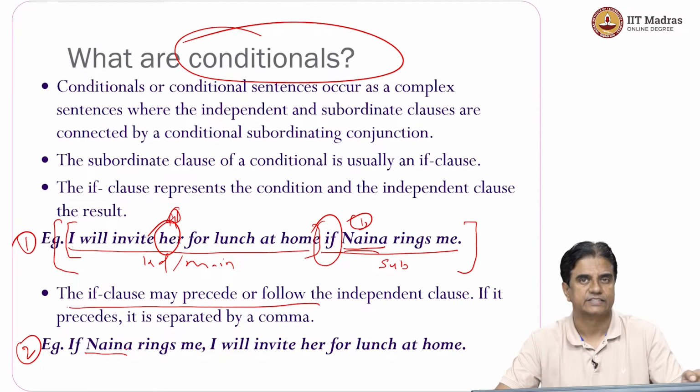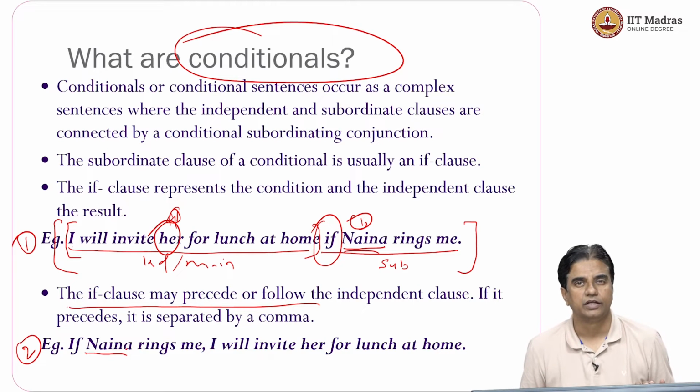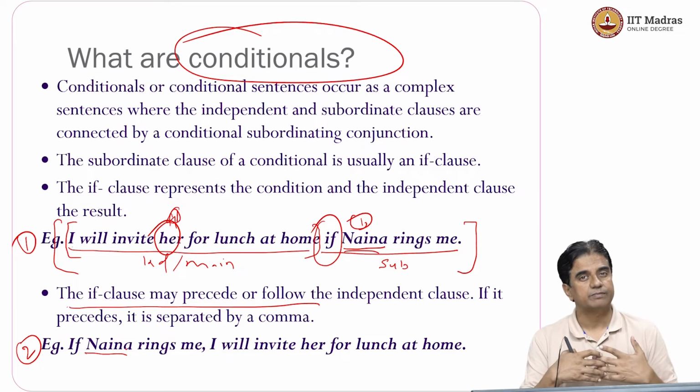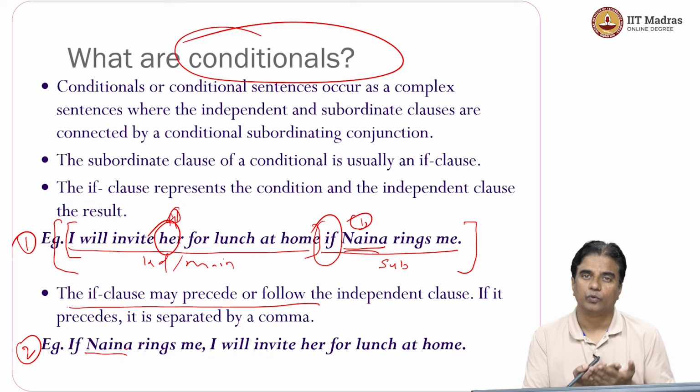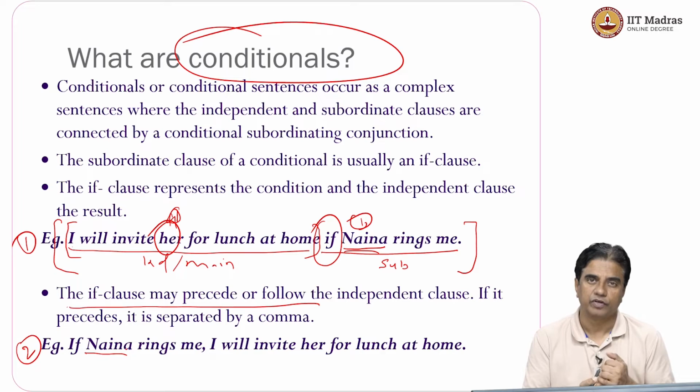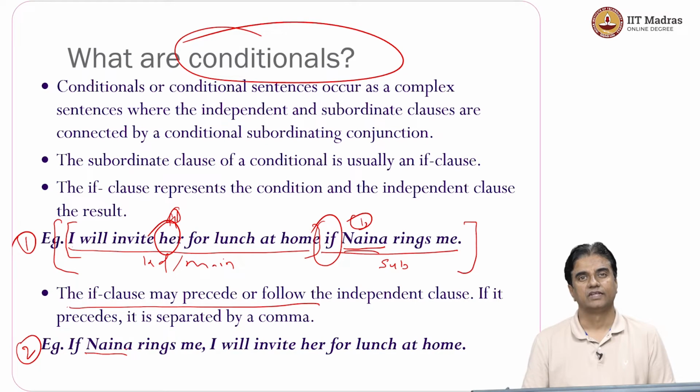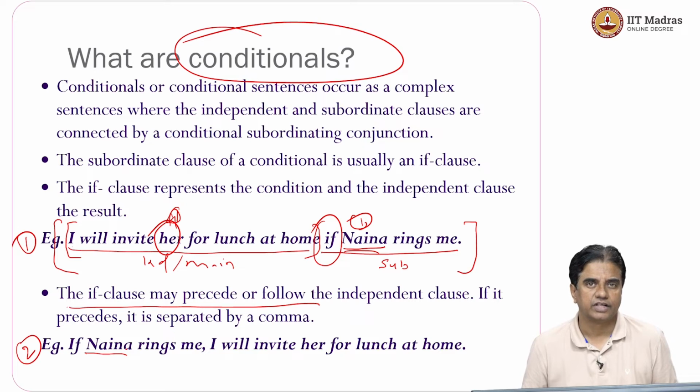Hope this makes sense. So far we have looked at what a complex sentence is and how it becomes a complex sentence. We have looked at the components of a complex sentence, that is an independent clause or a main clause and a subordinate clause. And then we have also looked at the possibility that one can follow the other. However, what we need to keep in mind if it follows is the comma and the reference to the name.